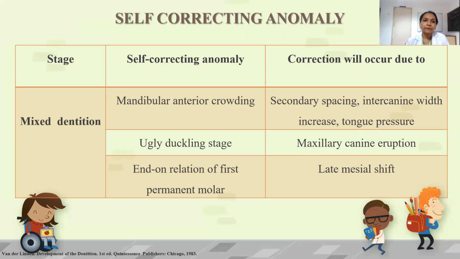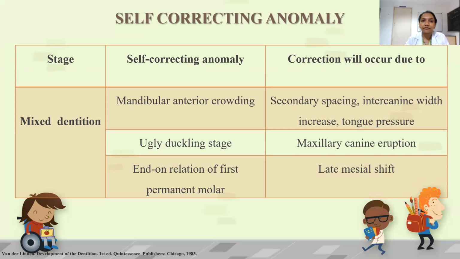Broadbent phenomena is due to the distal orientation of the crown due to the eruption of permanent canine. So this will be corrected when the maxillary canines erupt. The end-on relation of first permanent molar is corrected to a class 1 molar relation by late mesial shift. That is, if the molars are erupting in an end-on relation, but during late mesial shift by utilization of leeway space after the exfoliation of the deciduous molars, this molar relation is corrected to a class 1 molar relation.